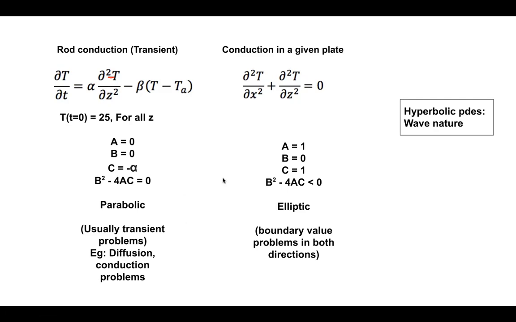You need to be able to compare the parameters, calculate B square minus 4AC, and say where the problem is falling. Now imagine I have conduction in a plate. Conduction in a plate means there are two dimensions, with heat transfer happening along the x direction and along the z direction, whatever I explained in the previous slide. Now let us see what these coefficients are.